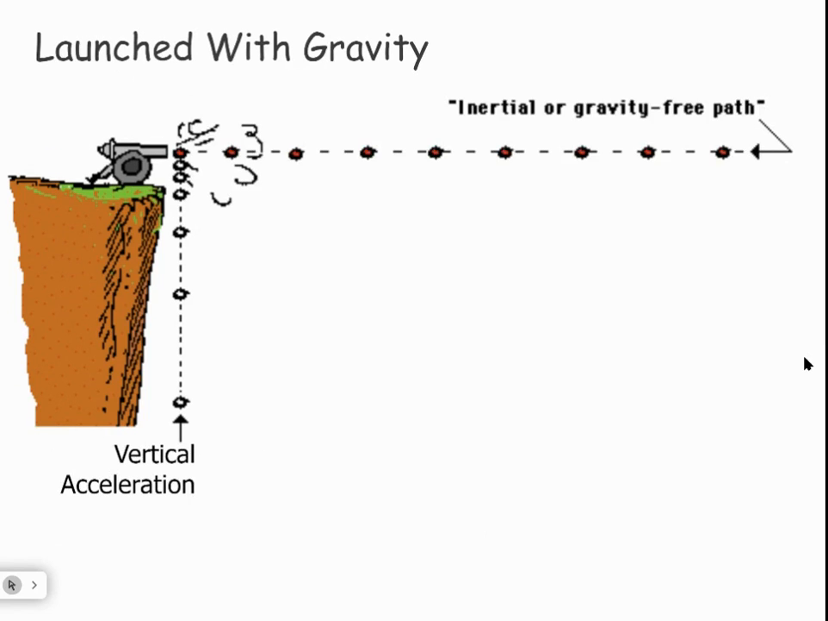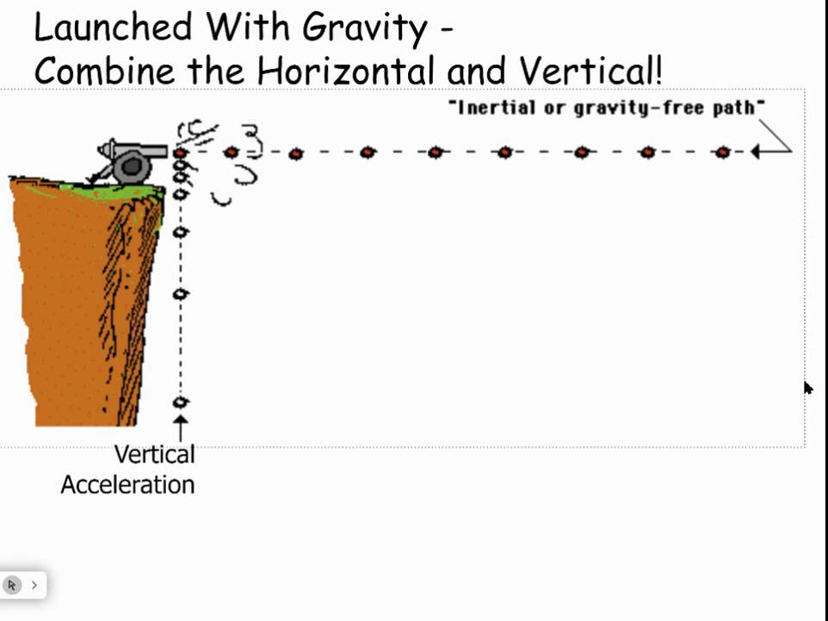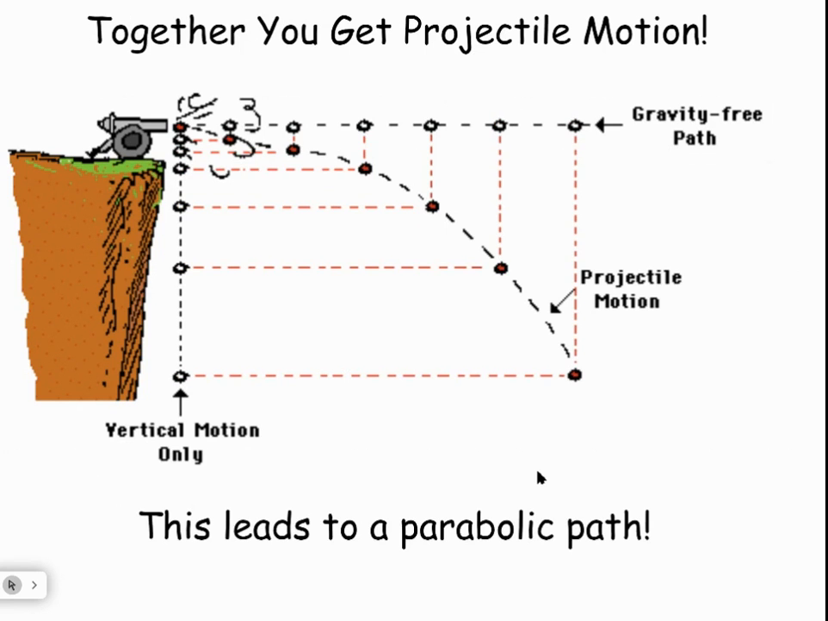Now, if we put these two things together and we launch it with gravity, we're going to combine the horizontal and vertical. So here we have horizontal and vertical, so then that's where it's going to end up. And same thing with this one, and this, and again, and again. So horizontally, it's moving at a constant speed, and vertically, it's speeding up. And the result is projectile motion.